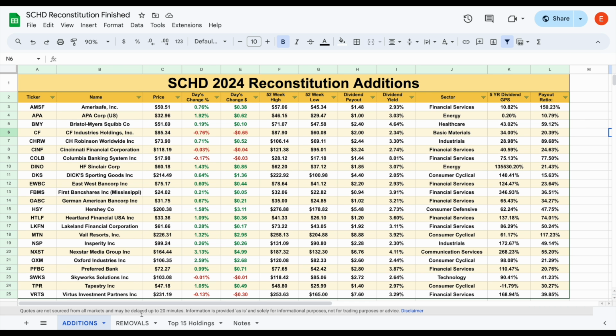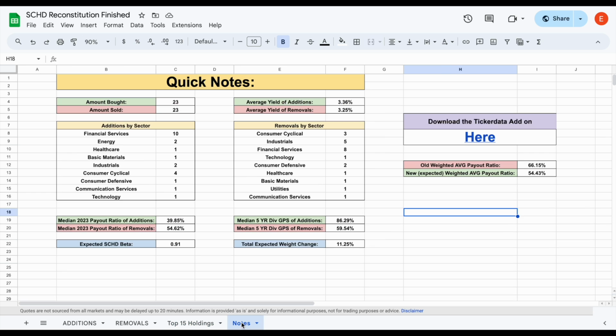We'll be looking at all the new additions and all the removals, looking at the top 15 holdings, and looking at some major notes that we really need to break down for this fund.